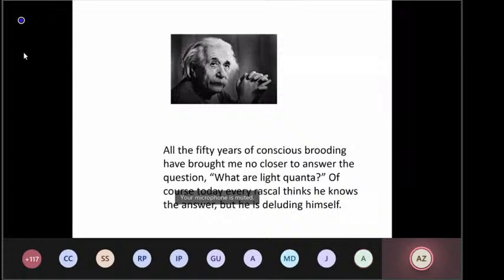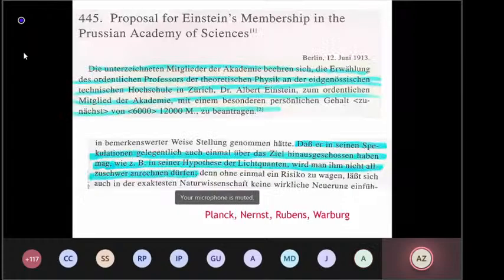Just to close, this was quite interesting, what I show you here. I apologize for the German language. As you see, it's a letter written in 1913 and signed by Planck, Nernst, Rubens and Warburg. Rubens was the guy who did the experiments for the blackbody radiation, which was explained by Bose in a very elegant way, just presuming that the phase space density is characterized by volumes of h to the third. Now what these people say is they have the honor to propose a professor at the ETH in Zurich, Albert Einstein, for ordinary member, regular member of the academy, with a very good salary at that time.